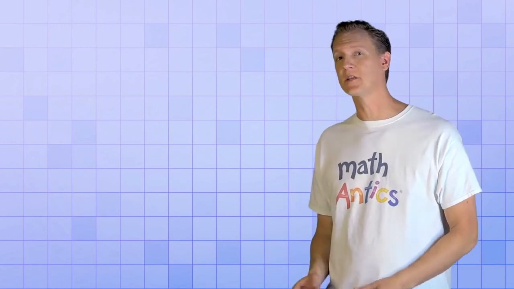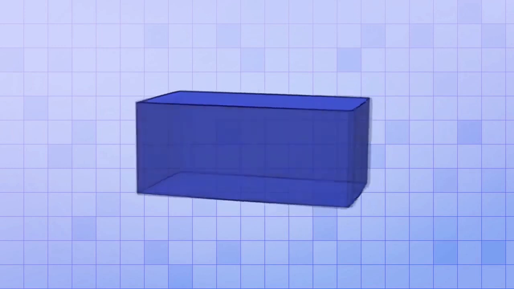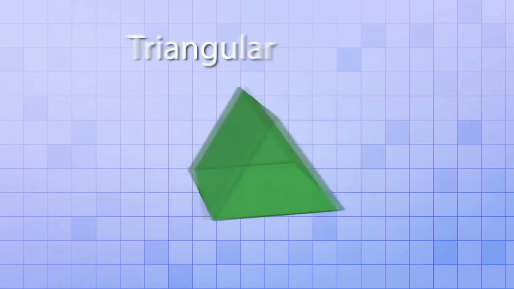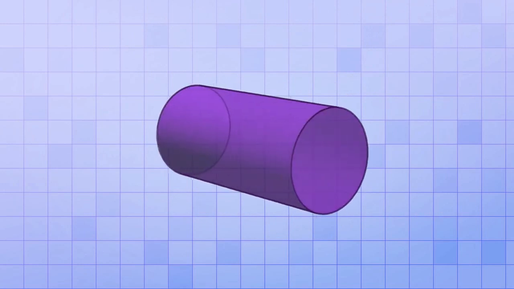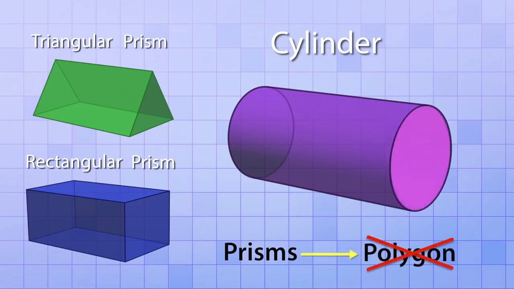A lot of 3D shapes can be formed by taking a 2D shape and then extending it along the third dimension. For example, if you start with a rectangle and then extend it along the third dimension, you get a 3D shape called a rectangular prism. If you start with a triangle and then extend it along the third dimension, you get a triangular prism. And if you start with a circle and extend it along the third dimension, you get a 3D shape called a cylinder. From the others, you might have thought that it should be called a circular prism. But technically, prisms are shapes that are formed by extending a polygon. And since a circle is not a polygon, the resulting shape is not called a prism.